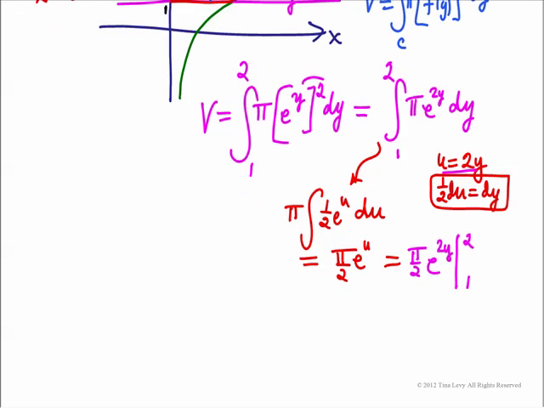Working this, it becomes pi over 2 times e to the 2 times 2, which is 4, minus e to the 2 times 1, which is 2. And that's our answer. So that's the volume of that particular solid.